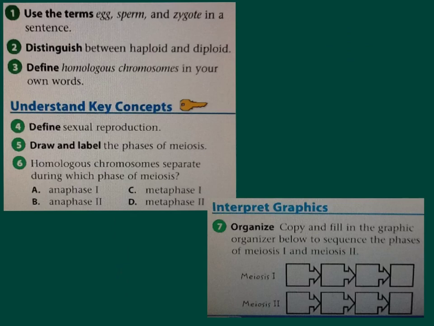Okay, when you're doing this information, this is the vocab, but I want you to use the terms egg, sperm, and zygote in a sentence. Distinguish between haploid and diploid cells, and define the following. So you're going to do all of the questions 1 through 7. I want you to draw the chart, please. Draw the chart. With number 6, all you have to do is write which letter is the correct answer. Okay?